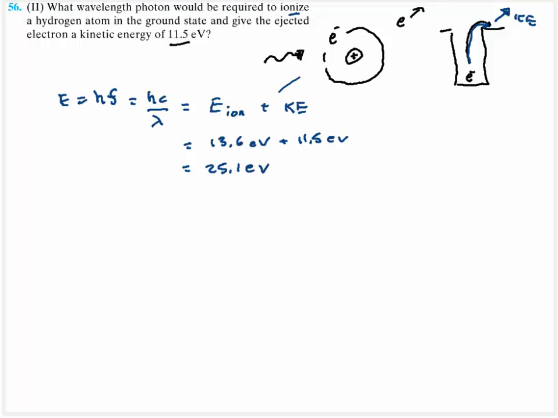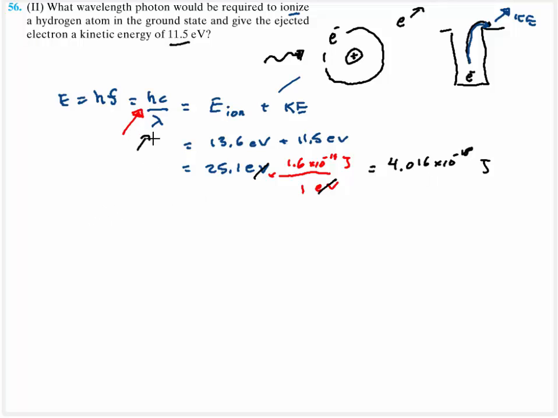And we can say, well, I know that the number I have in my head, 6.6 times 10 to the minus 34th, that's going to be in joules. So I need to go ahead and convert electron volts to joules. I know that 1.6 times 10 to the negative 19th joules is going to be 1 electron volt. So go ahead and multiply these together, cancel out my electron volts, and I'm going to get 4.016 times 10 to the negative 18th joules.